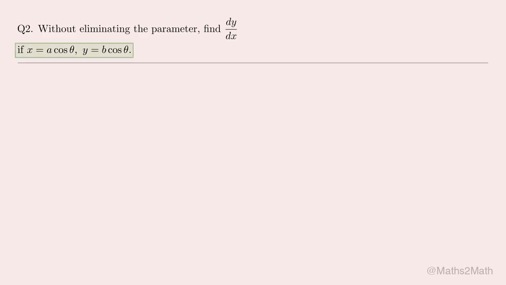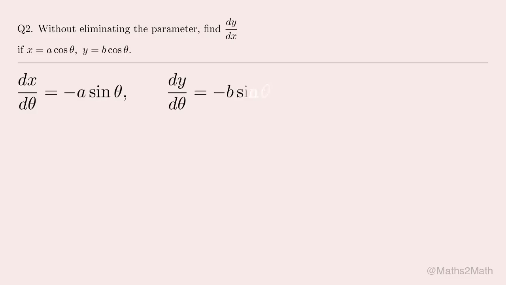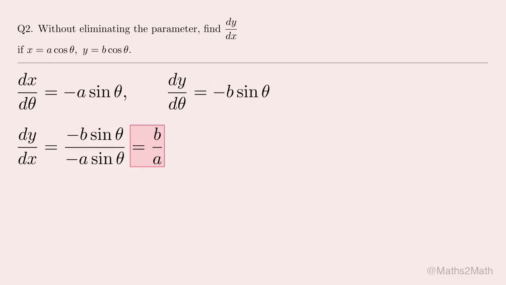Question 2. Both coordinates carry the same cosine, scaled by different constants. The signs will cancel entirely. Differentiate with respect to theta. The ratio is the constant b over a.